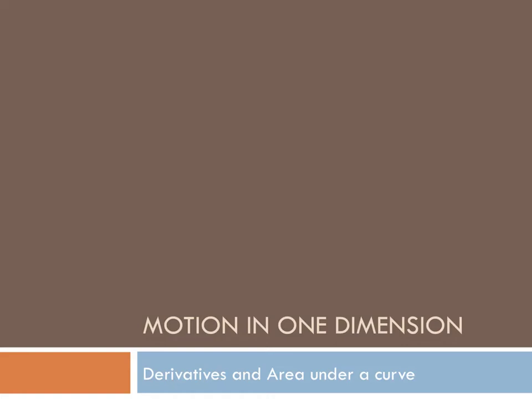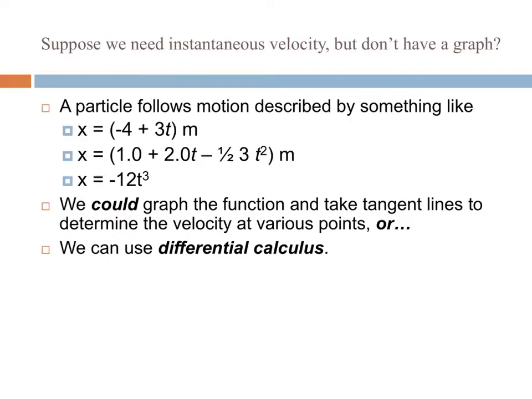This video covers derivatives and area under a curve. In the last video, we calculated instantaneous velocity by drawing a line tangent to the curve and getting the slope of that line. But if we don't have a graph and we only have an equation or a function that represents the motion of an object, well then we have to do something else. You could theoretically graph the function and find tangent lines to all the different points that you need to, or you can use differential calculus.